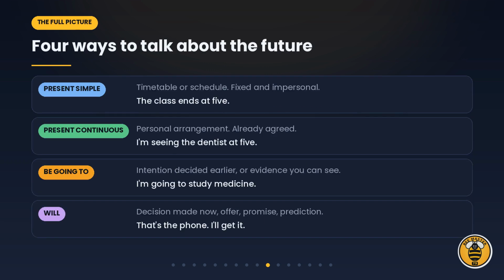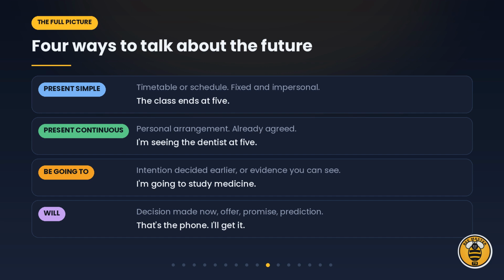It really helps to see all 4 future forms together. The present simple, a timetable or a schedule, fixed and impersonal. The class ends at 5. The present continuous, a personal arrangement that has already been agreed. I'm seeing the dentist at 5. Be going to, an intention you decided earlier, or a prediction based on evidence you can actually see. I'm going to study medicine. Look at those clouds. It's going to rain.